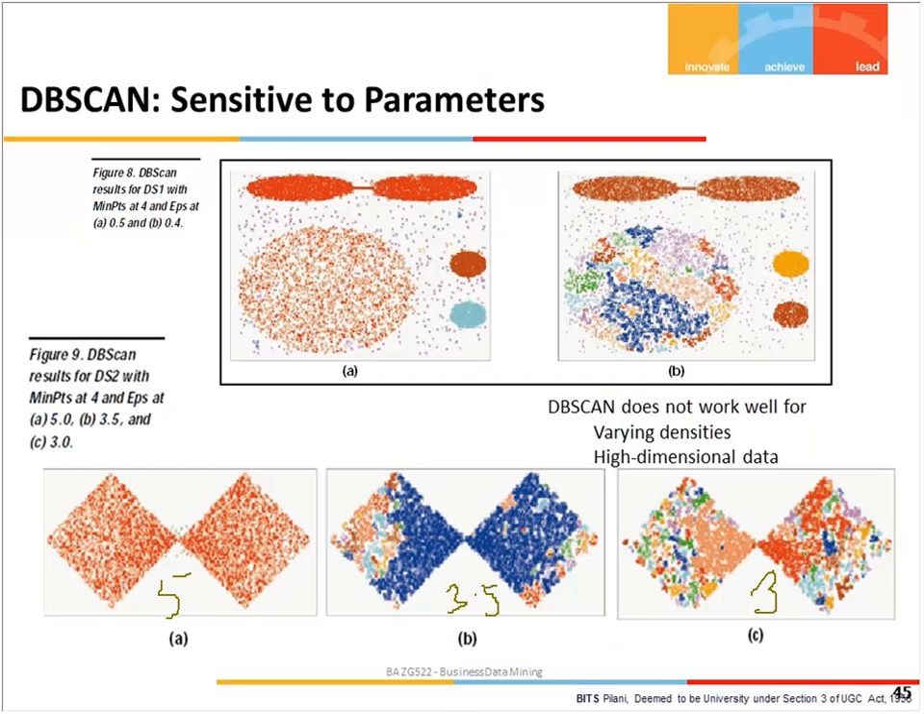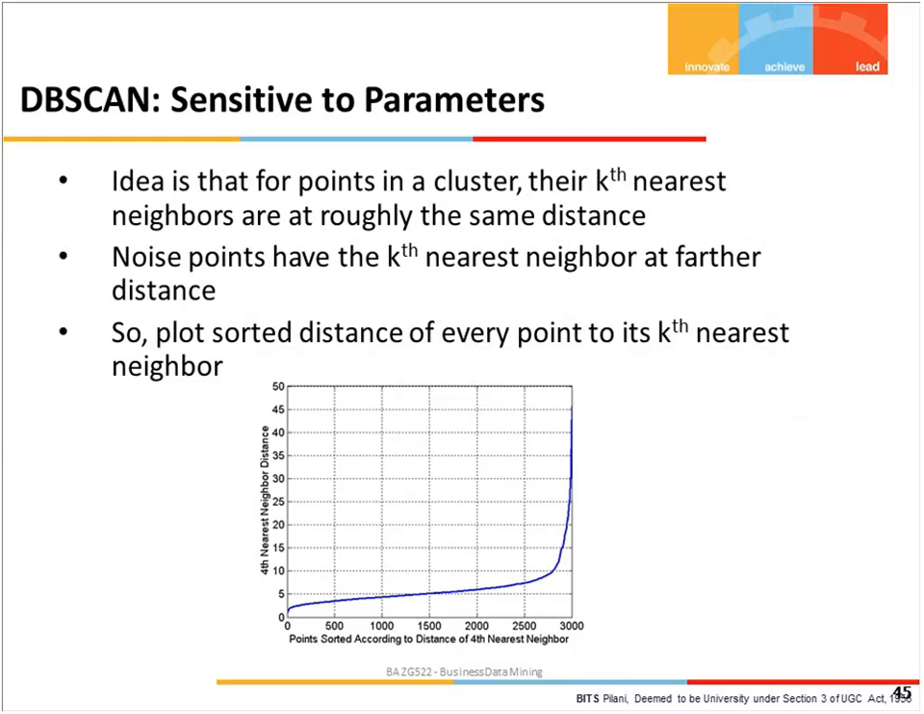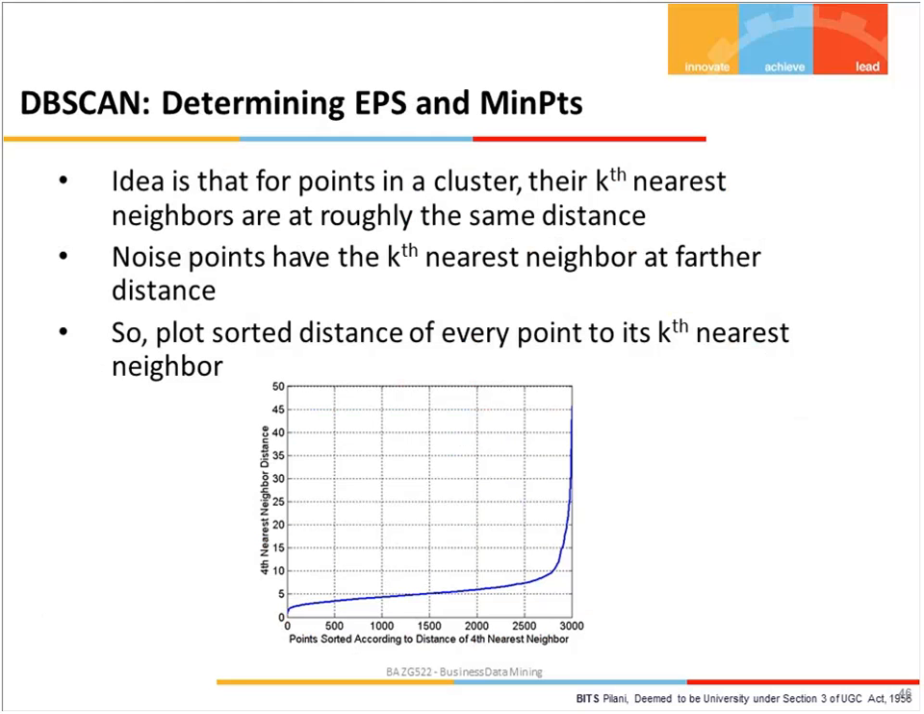it's going to be a problem. And with high dimensional data, you simply cannot visualize density. So that is going to create a problem. So typically we have to go with determining epsilon and minimum points first.